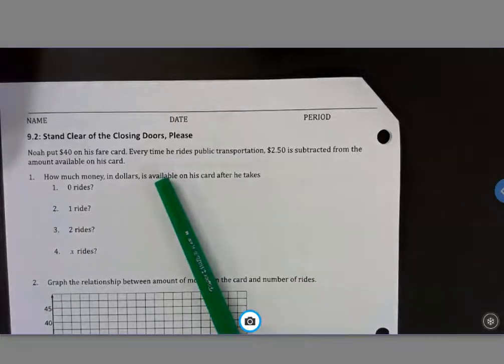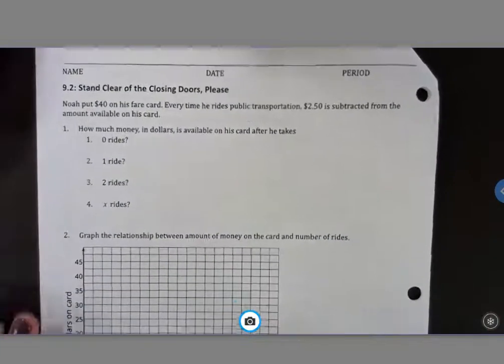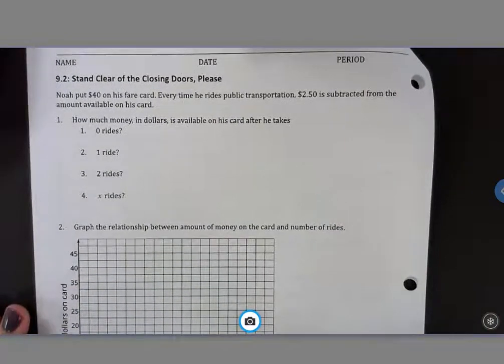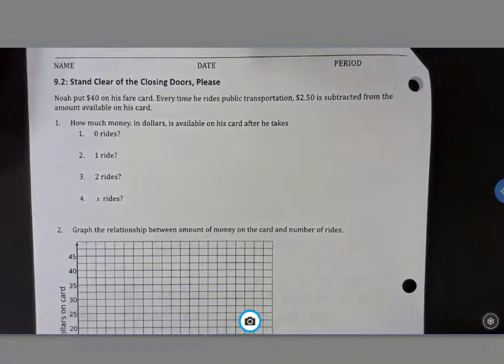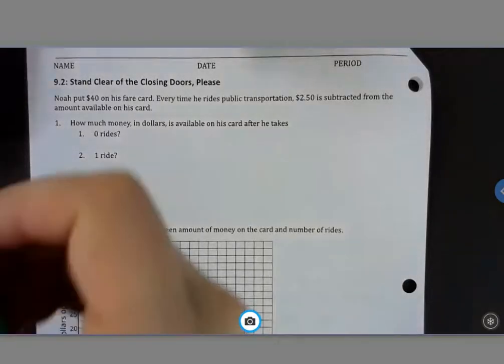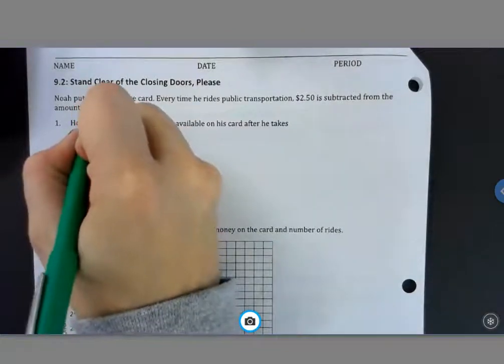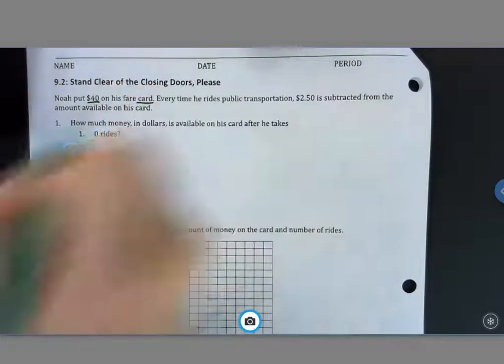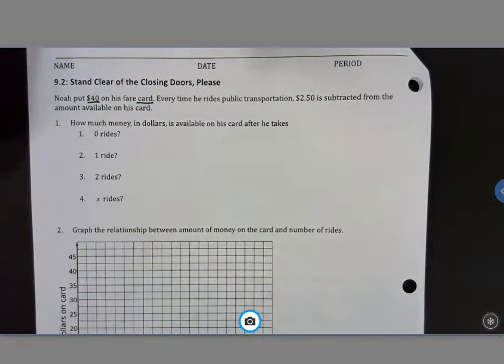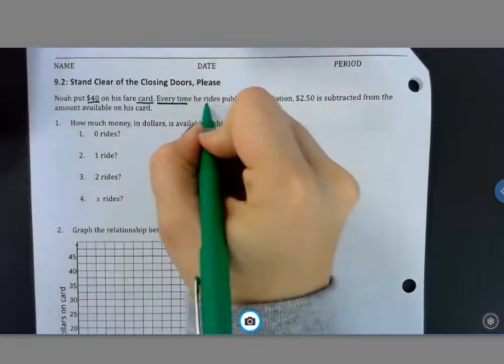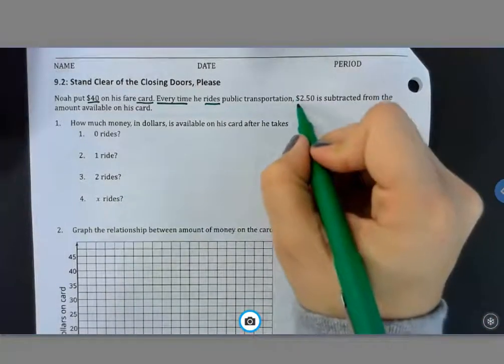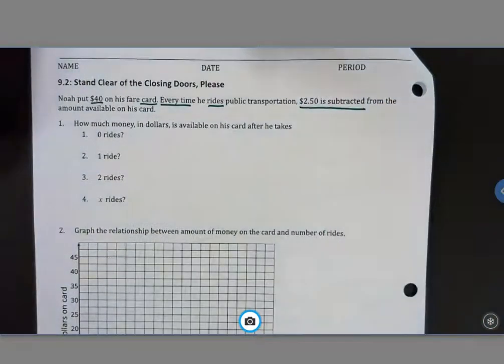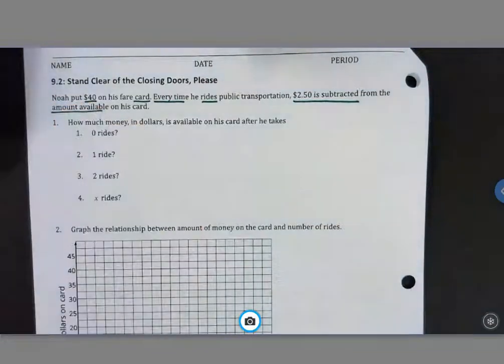All right, so this video is for 9-2. It says Noah put $40 on his fare card. Every time he rides public transportation, $2.50 is subtracted from the amount available on his card. So we need to underline the important information. It's important to know that $40 is on his card. It's also important to know that every time he takes a ride, it's going to subtract $2.50 from the amount available.